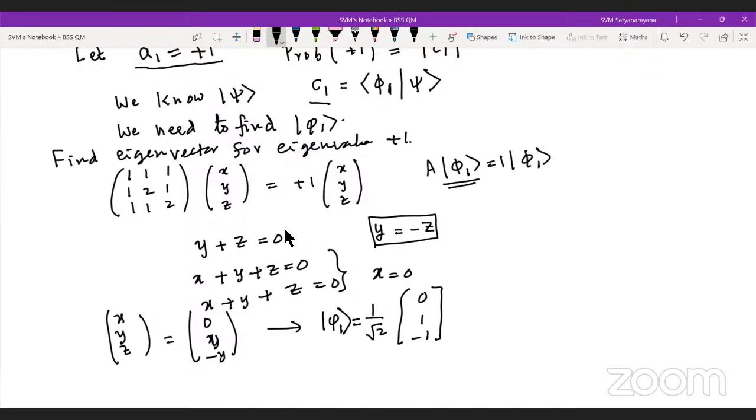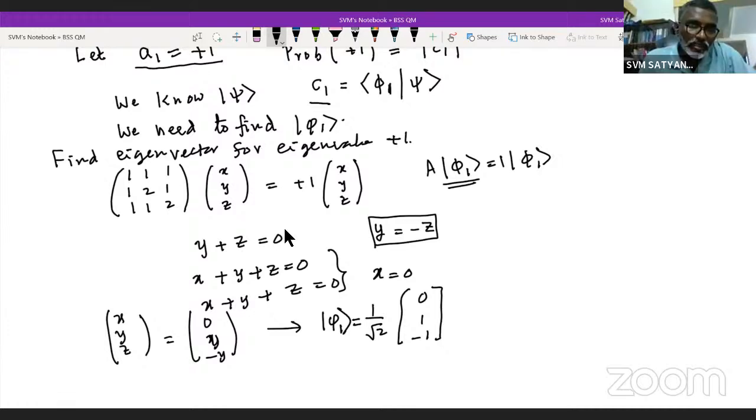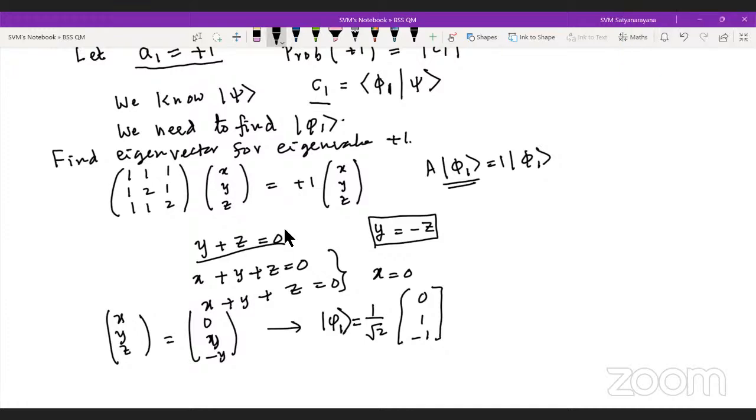Yes, now I have x plus y plus z is equal to x. So x will cancel on each side. I get y plus z is equal to 0. Correct? Here I get x plus 2y plus z, but already some y is there on the right hand side. So I get x plus y plus z is 0. From here, I get y plus z is 0. That means x has to be 0. So y is equal to minus z. So if I normalize, the eigenvector will be 1 by root 2, 0, 1, minus 1. Okay, yes, sir. I understood, sir.